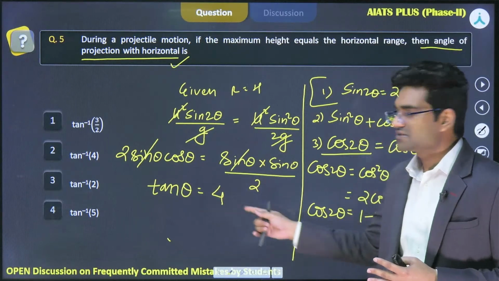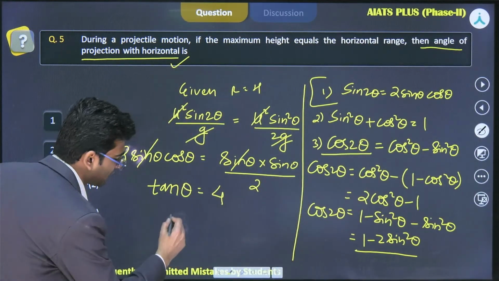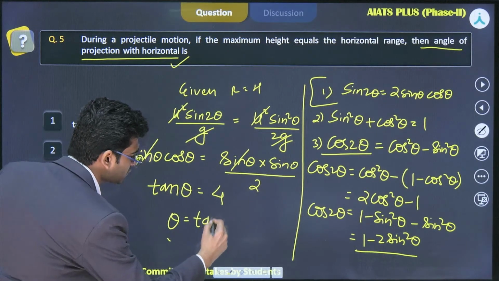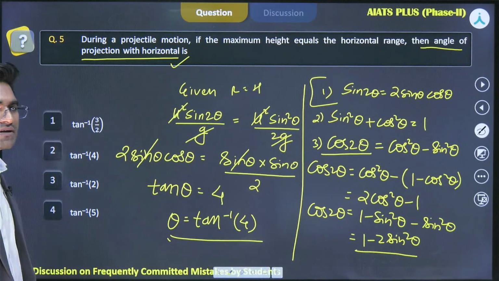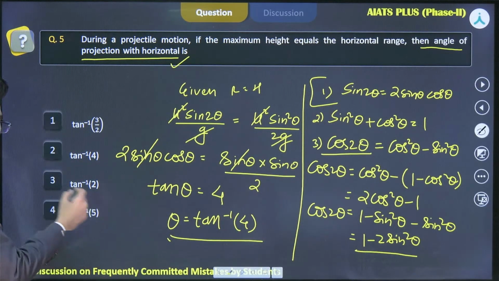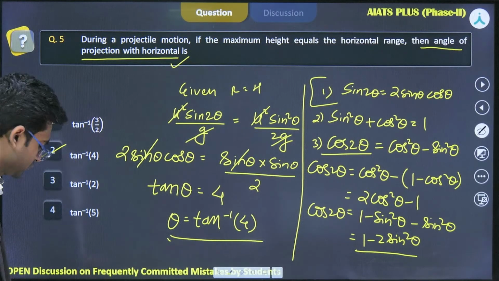But tan theta is equal to 4. We don't know theta, that's why we have to write the final answer as theta is equal to tan inverse of 4, right? This will become our final answer. Can you see this answer in any option? Yes, the second option is correct, that is tan inverse 4.